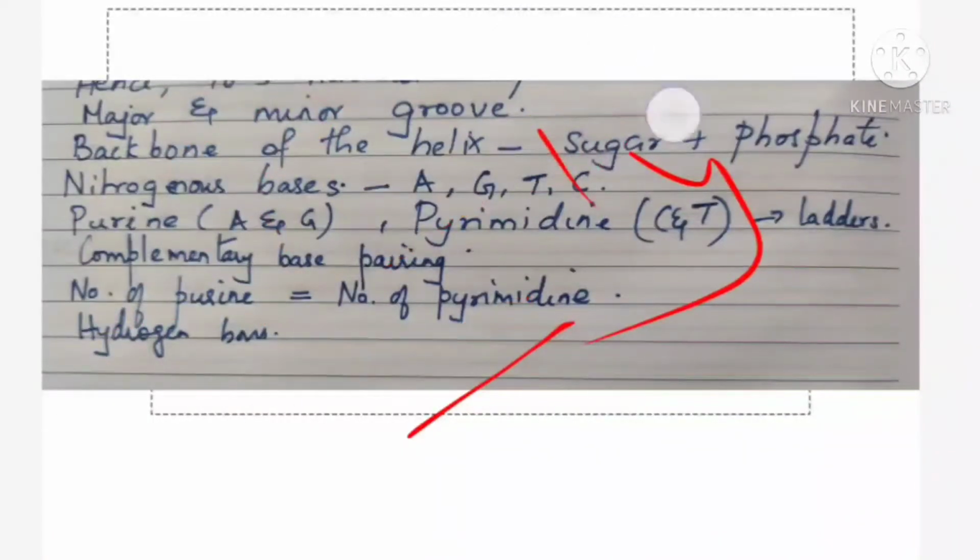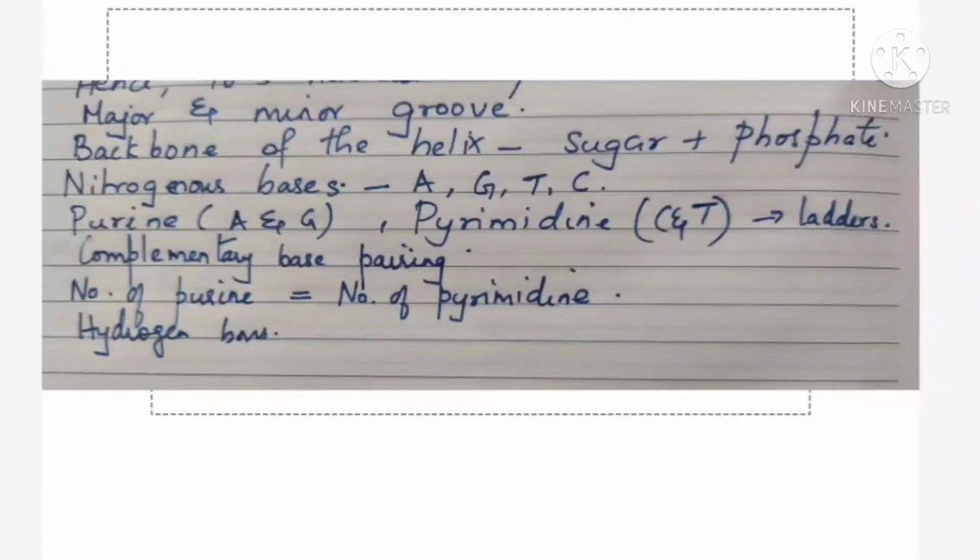There are two grooves, one is major and another one is minor. And the backbone of the helix is made up of two things. One is your sugar and another one is your phosphate. That is forming the backbone, and the ladders are made up of nitrogenous bases. There are 4 types: adenine, guanine, thymine and cytosine. Now purines are adenine and guanine, which have how many rings? They have 2 rings. And thymine and cytosine are pyrimidines and they have only 1 ring in their structure. Okay, and adenine always pairs with thymine, guanine always pairs with cytosine. Adenine and thymine pair with a double bond, guanine and cytosine pair with a triple bond.